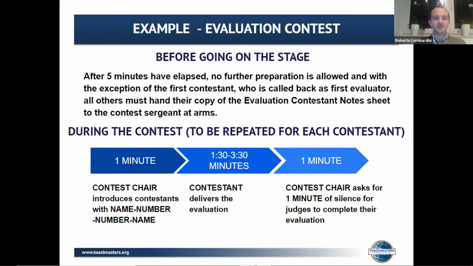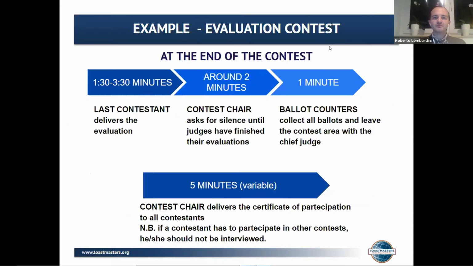So the sergeant at arms should take all the evaluation contestant notes sheets from the contestants and give them to the ones who have to give the evaluation. So first the evaluator should go inside with the contestant notes, while the others can wait outside without anything. So the sergeants must keep their notes while the others are waiting. And for this, at the end, it's exactly the same as before.